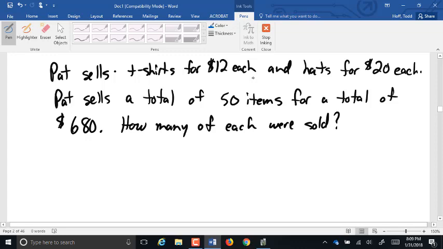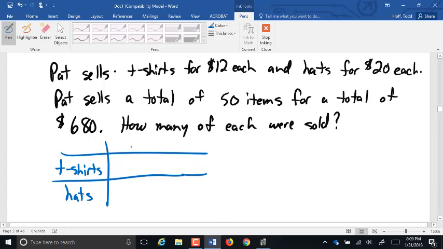Now, on the surface, this looks like the same problem, and it is very, very similar, but there's a very, very important difference here. We are still looking at t-shirts and hats. And one of the first things we're looking at is the number sold. Do we know how many of either one of them is sold? No. Is one of them calculated from the other? It doesn't say that one is a certain amount more or that one is so many times the other, but it does say that there's a total of 50 items.